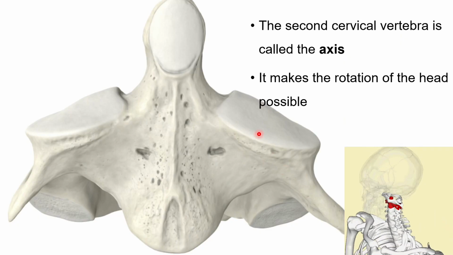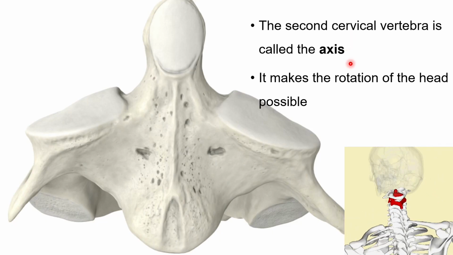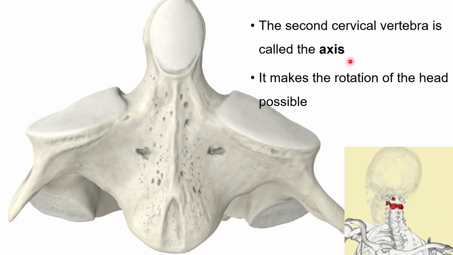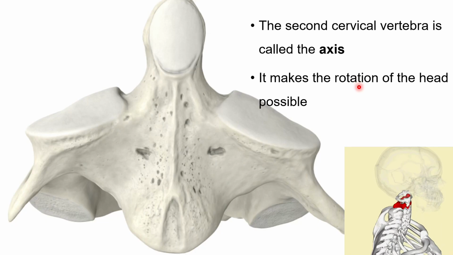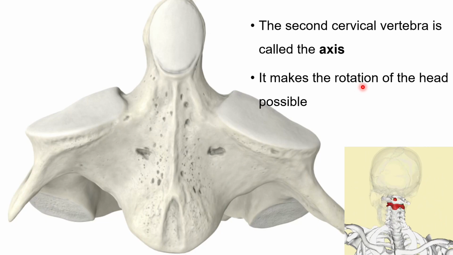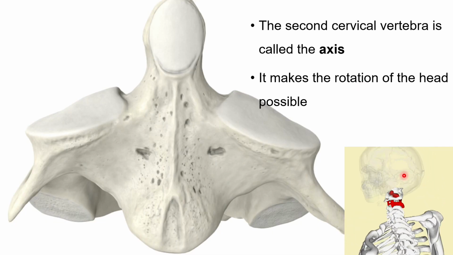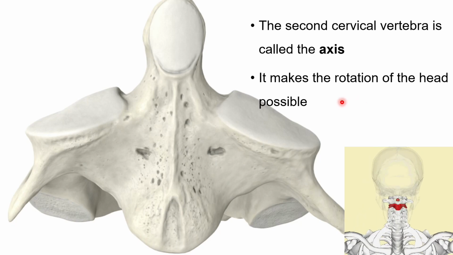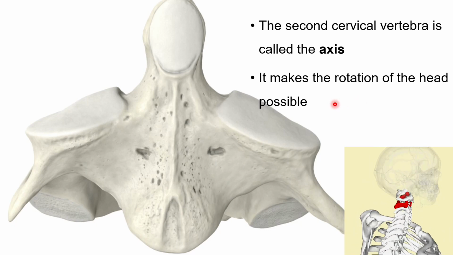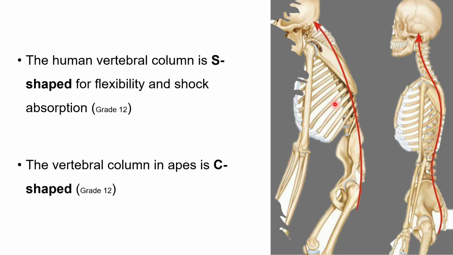Then the second cervical vertebra is called the axis, and the axis function is for rotation. So it allows you to look from side to side. It helps the skull to rotate from left to right. So those are the two very important vertebrae that you need to know.